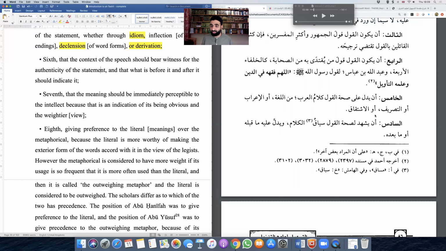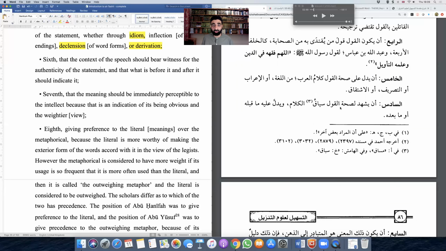Okay, so sixth, that the context should support that view. Should be a witness for the authenticity of the statement. Not so much authenticity, but the correctness. Okay, because it's like they say, if you're making an attribution, then you have to be concerned with authenticity, and if you're making a claim, then you have to bring your proof of it, right?